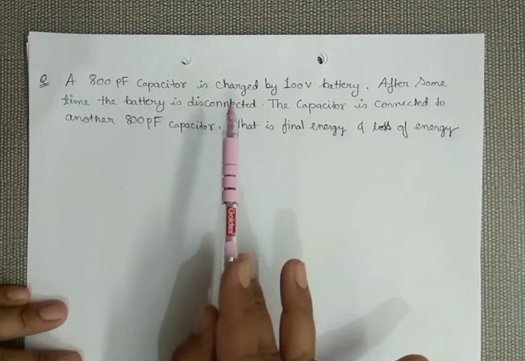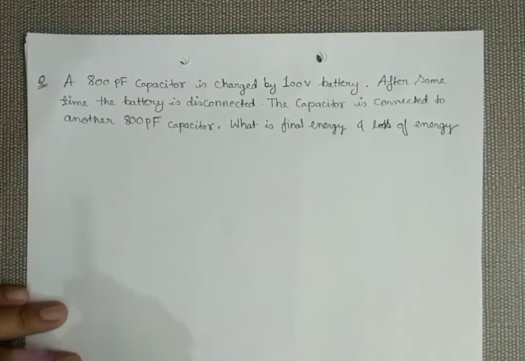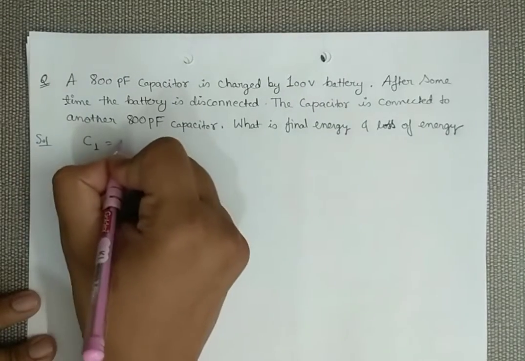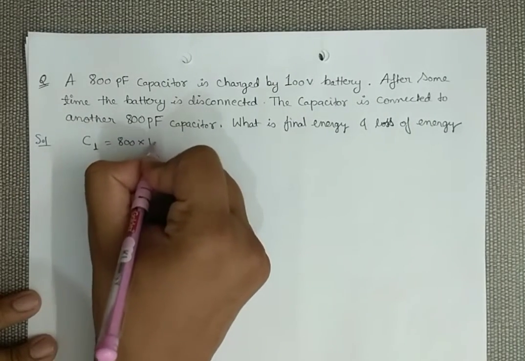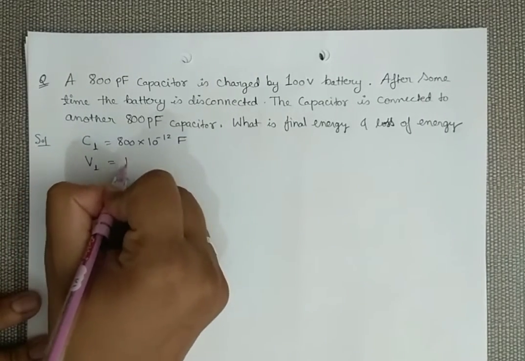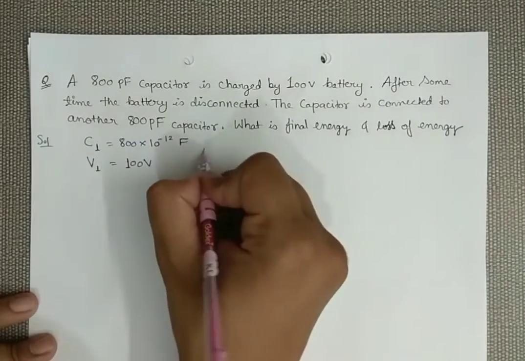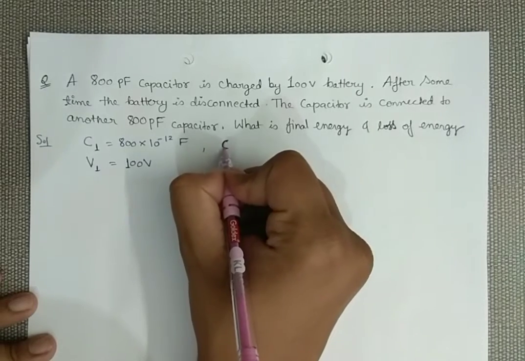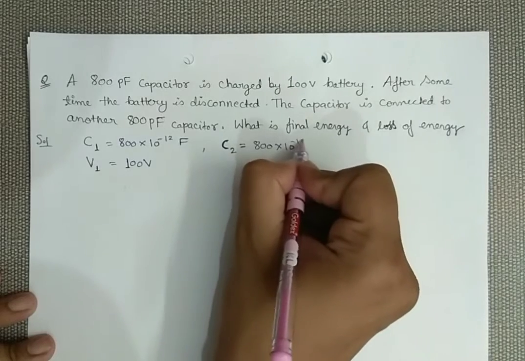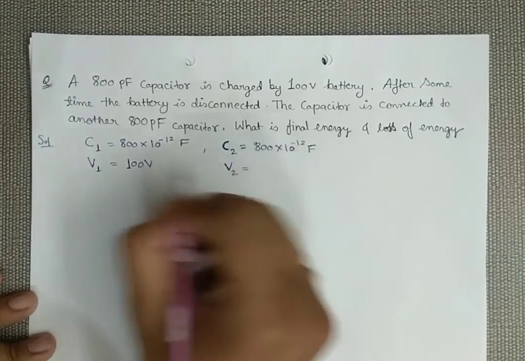I have disconnected the battery and another capacitor of the same value, 800, is connected. So see the question carefully. Initially your C1 is given as 800 picofarad, that is 10 to the power minus 12 farad. It is charged by a battery of how many volts? 100 volt. Now the battery is removed and another capacitor C2 of how much value? The same 800 picofarad. It is given in the question.